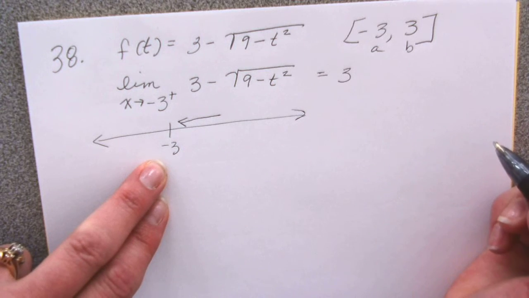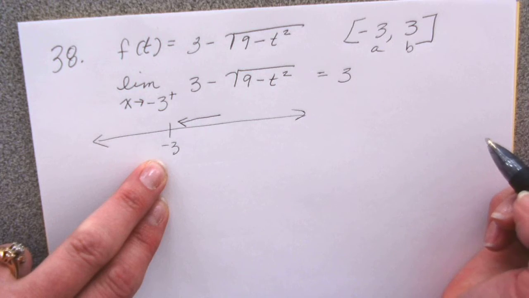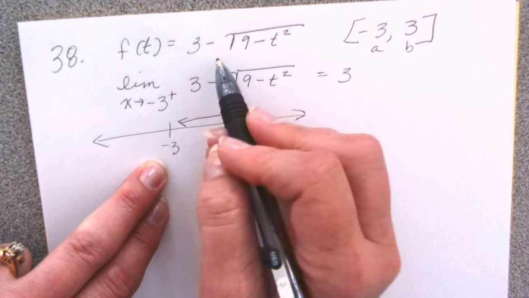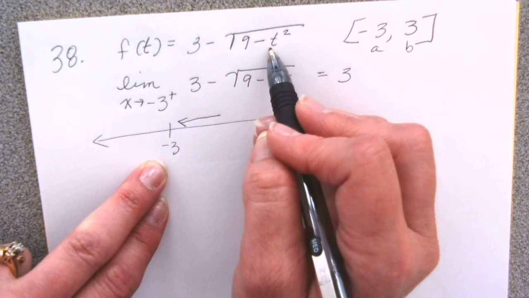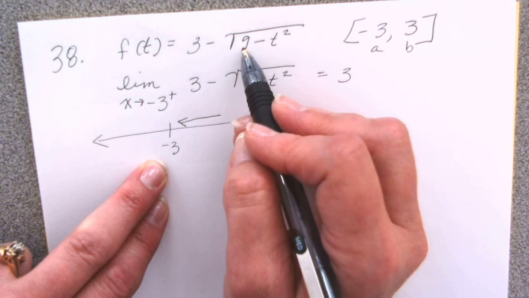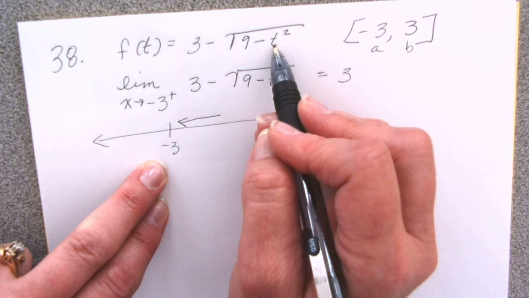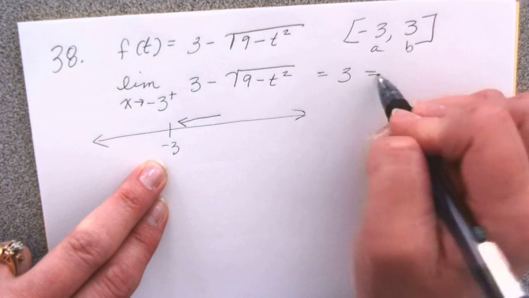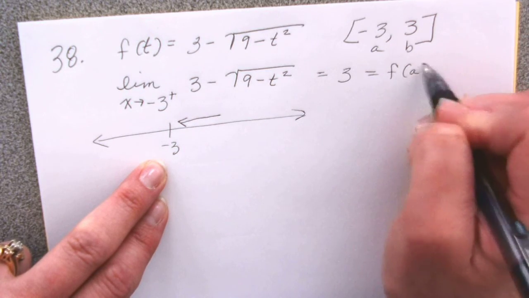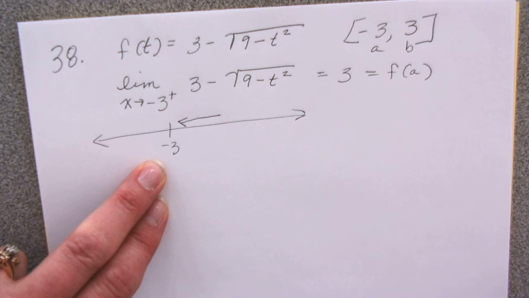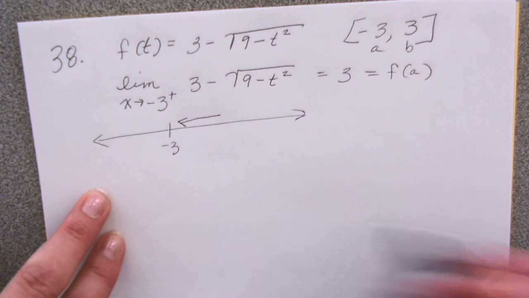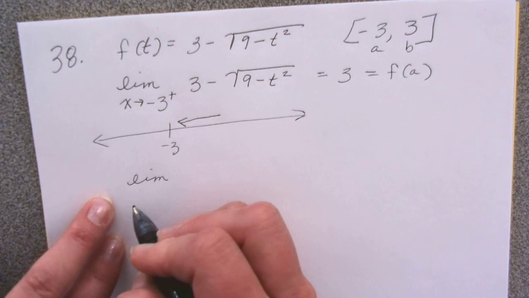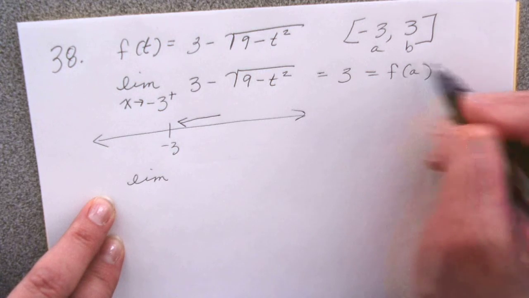So what is f of a? If I just take a, -3, and plug it in there, what do I get? 9 minus 9 is 0. 3 minus 0 is 3. So that's also equal to f of a, or f of -3.